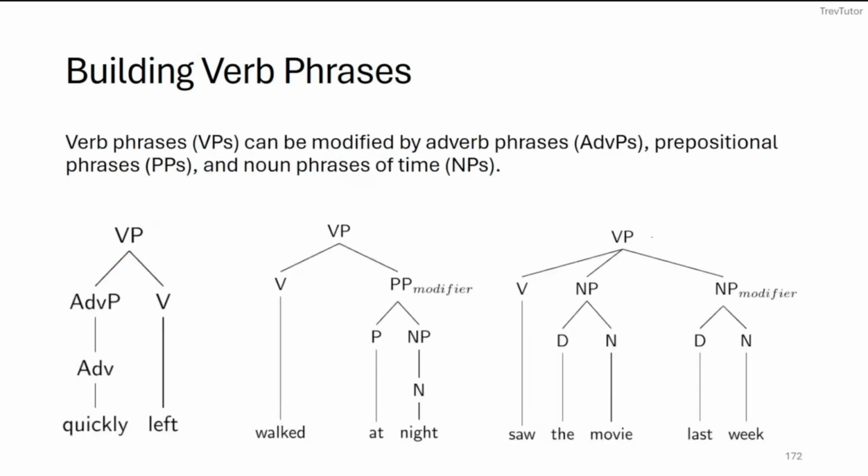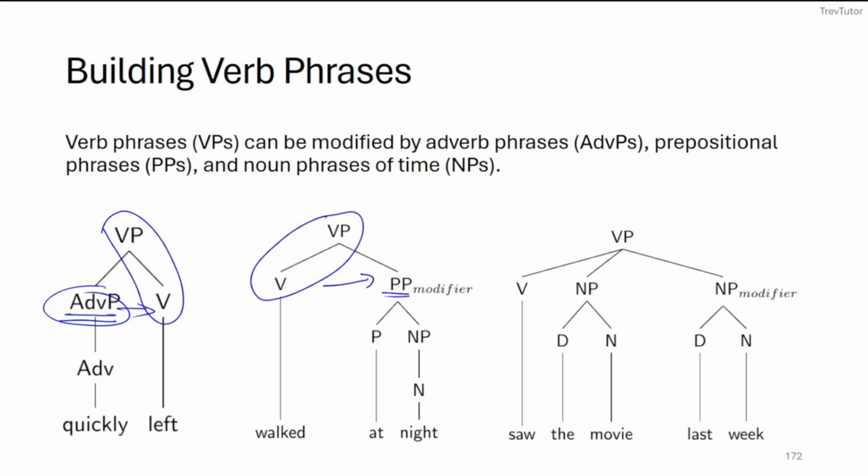Now, verb phrases can be modified by a lot of things: adverb phrases, prepositional phrases, noun phrases of time. So if we think about something like quickly left, well, we have our verb left that builds into a verb phrase, and the adverb phrase is modifying the verb. So it's going to be below the VP. If we say we walked at night, same idea, the verb builds into a verb phrase, and it takes a prepositional phrase modifier, so that'll be below the VP.